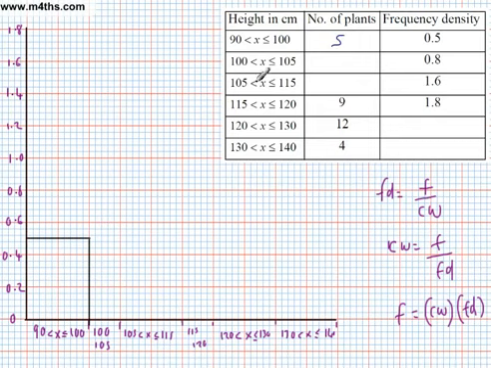Next one. We've got a frequency density of 0.8, and we've got this time the class width of 5. So up to 0.8, and then across and down. So we know on this now that to work this out, we want the frequency, so it's frequency density times by class width. So 0.8 times by 5 will give you 4. So 4 plants in that one.